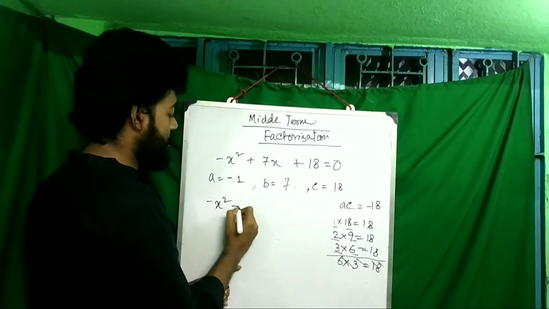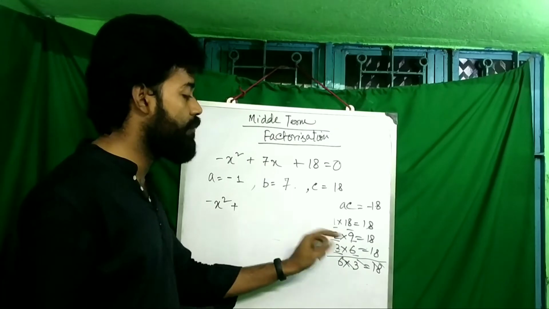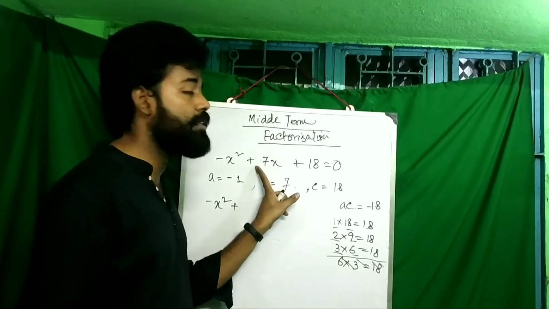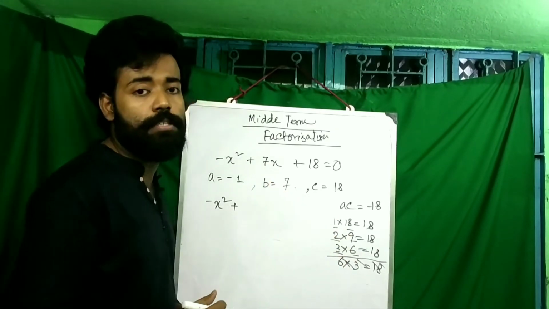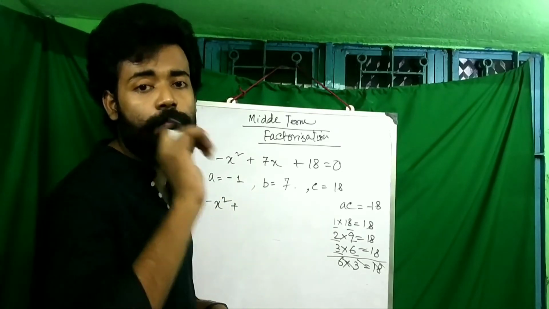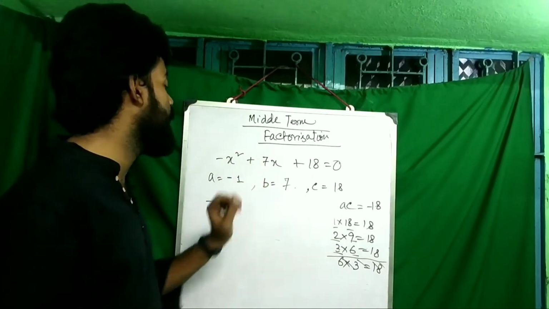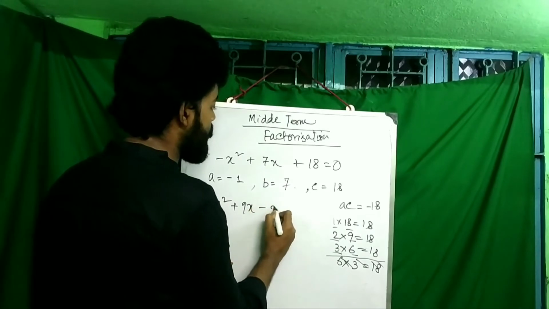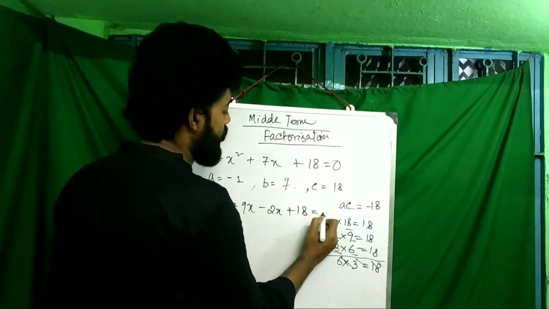So we have minus x square plus. Now see, here is 7, we have 9 and 2. Here the sign is plus, so 9 will be plus or 2 will be plus. As you all can understand, the greater number will have the positive sign because here it is positive. So plus 9x minus 2x plus 18 equal to 0.